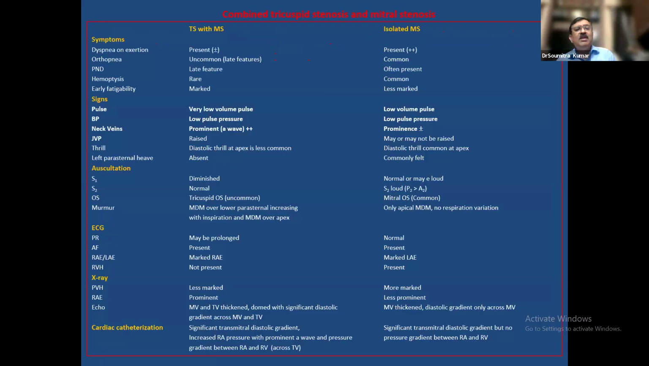TS and MS, not very common, but the general rule is that many of the features of MS are masked by the proximal stenosis, that is the tricuspid stenosis.